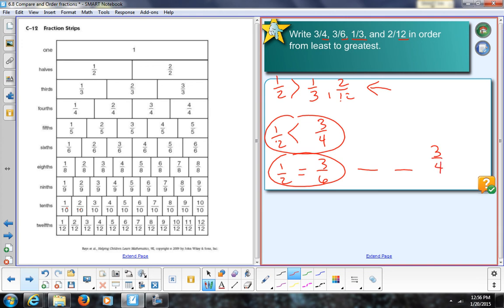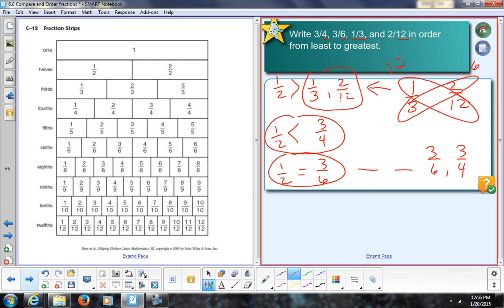Oh, nope. 3/6, because that's equal to 1/2, and then 3/4. So now I just need to figure out which one's bigger between these two, which I can do with the butterfly method. 1/3, 2/12. That's 6. That's 12. So 2/12 is bigger than 1/3. No, I'm a liar. 2/12 is smaller than 1/3 because 6 is smaller than 12. So 1/3 here and 2/12.